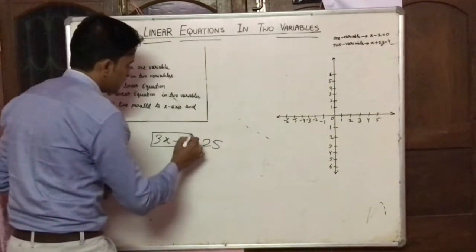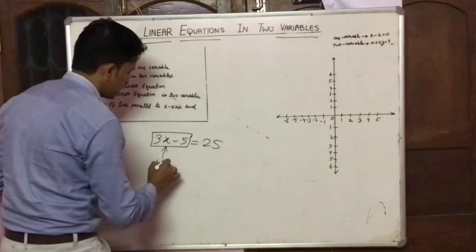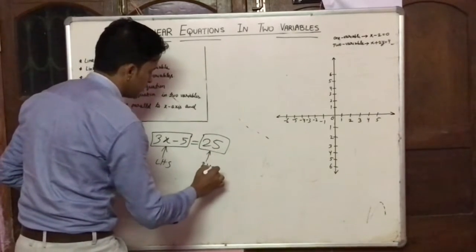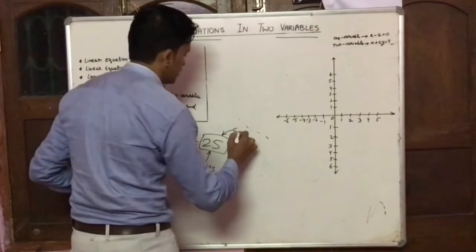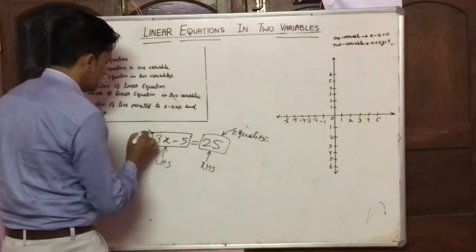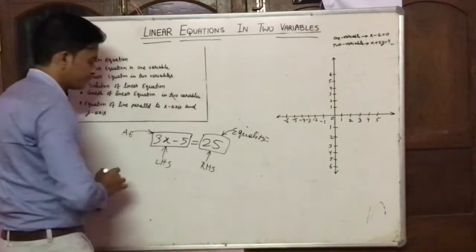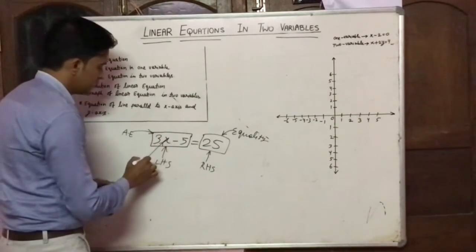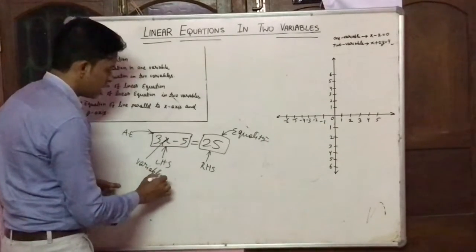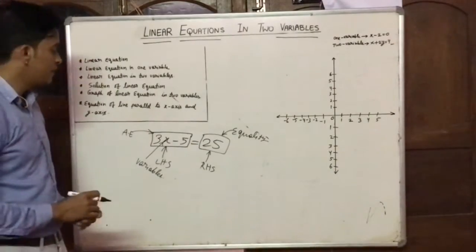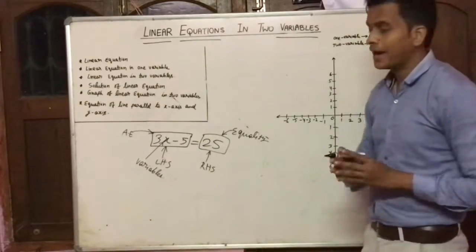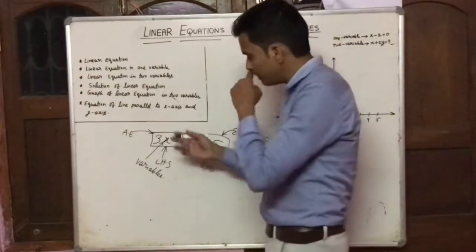Here, on the left side of this equal to sign, this is known as the left hand side, and on the right side of this equal to sign, this is known as the right hand side. The right hand side is also known as the equality and the left hand side is known as the algebraic expression. And here x is the variable, which is also known as the unknown quantity. So what is a variable? In an equation, the unknown quantities are known as variables. We don't know what will be the value of x.